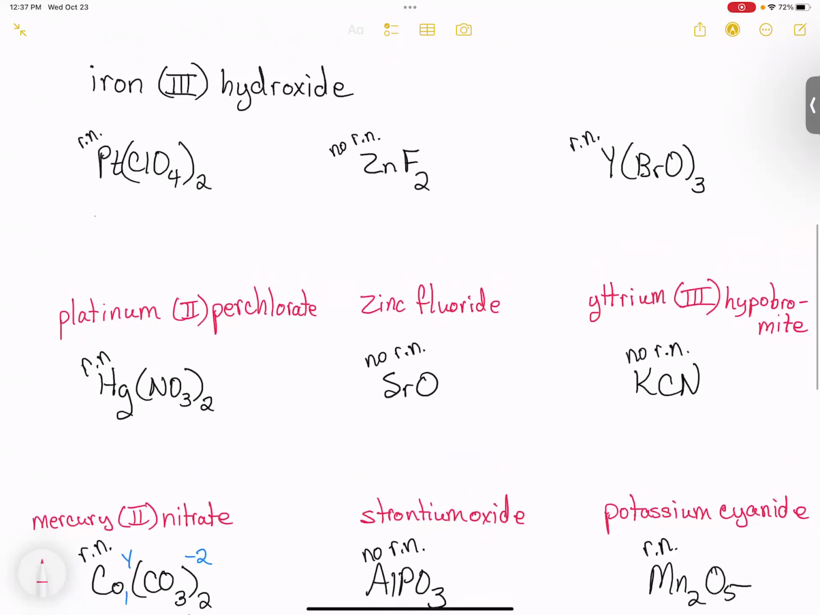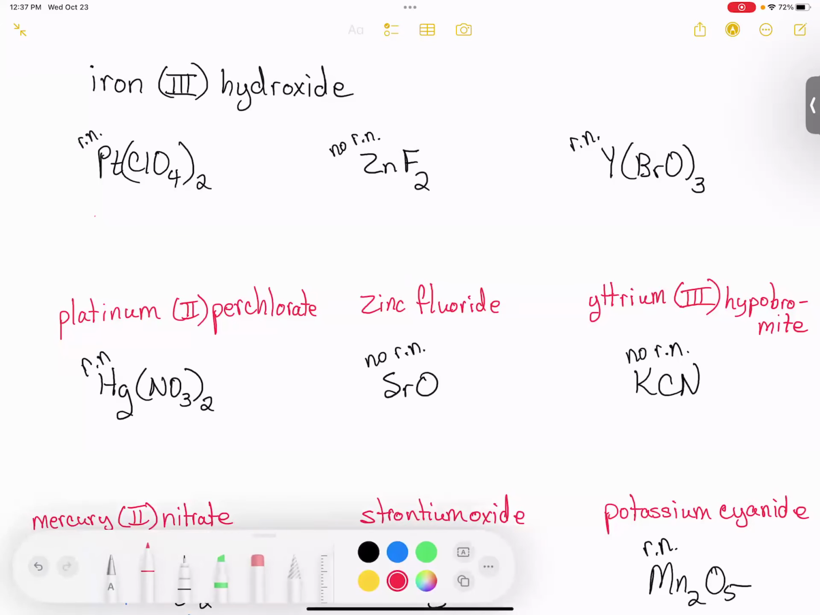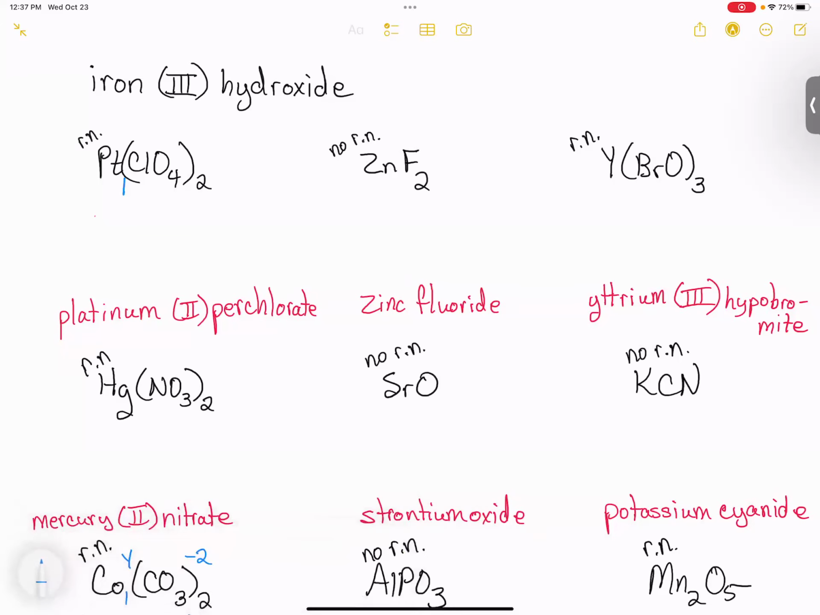So, for example, platinum perchlorate needed a Roman numeral. I had 1 platinum times Y. Perchlorate is a -1 charge. So 1 times Y plus 2 times the -1 is equal to 0. Y minus 2 equals 0. Y equals 2, and hence the reason for the Roman numerals.